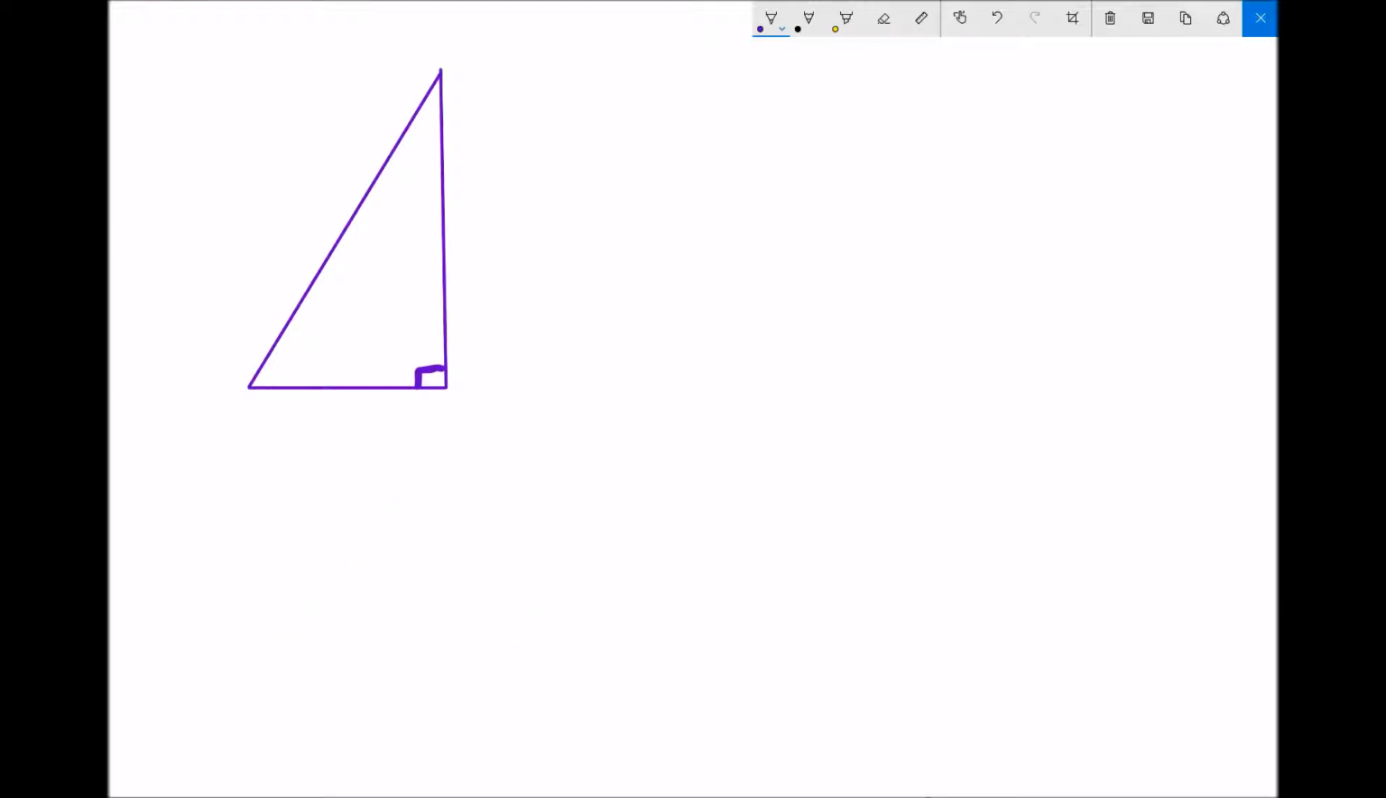So in order to define trigonometry, I'm going to give you an angle in the bottom left-hand corner, which I'm going to call theta. Now the very first thing that we do whenever we're approaching a trigonometry problem is we need to label the triangle. Now the way that we label the triangle is we need to label the hypotenuse, we need to label the opposite, and we need to label the adjacent.